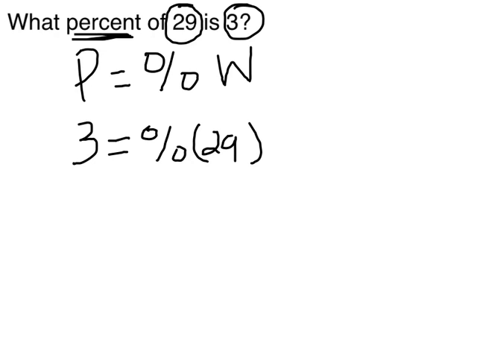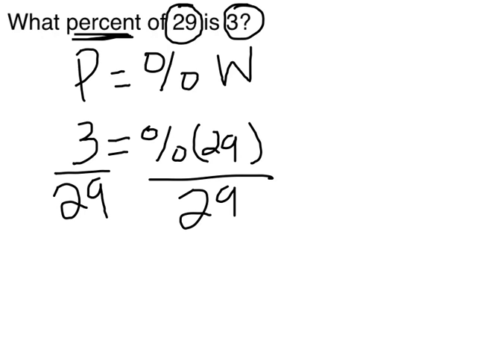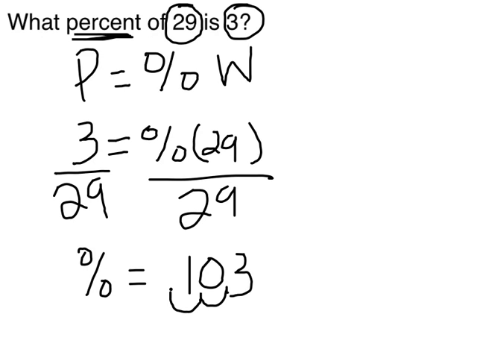And now all I'm going to do is divide by 29 on both sides, and the percent equals whatever 3 divided by 29 is, which is 0.103. You can stop there. And so then all I'm going to do is scoop my decimal twice, scoop, scoop, drop it off, 10.3%.